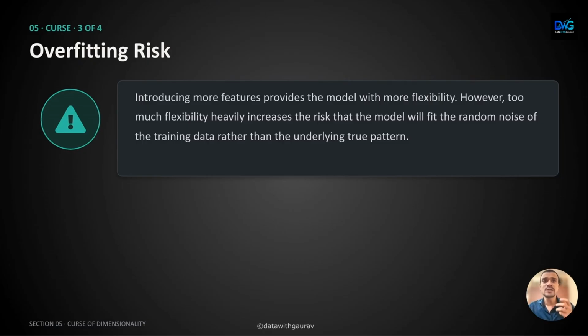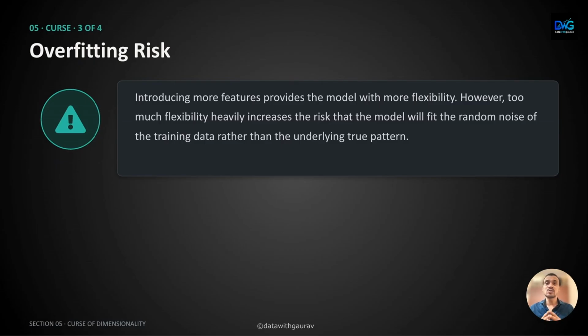As we add more features to a dataset, we are also giving the model more flexibility. At first, that sounds like a good thing, doesn't it? More information should help the model make better decisions or better predictions, right? But there is a trade-off. When a model has too many features, especially compared to the amount of training data, it gains enough flexibility to start learning patterns that don't actually exist at all.